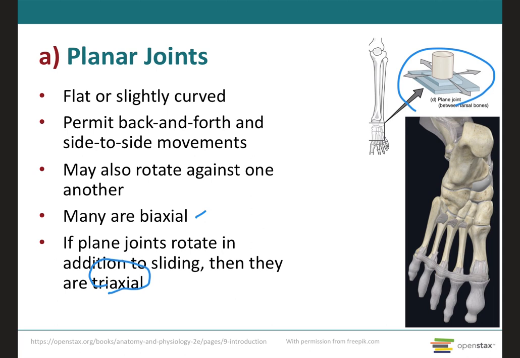Some examples of plane joints are going to be the intercarpal joints, which are the joints between the carpal bones at the wrist, the intertarsal joints, which are the joints between the tarsal bones at the ankle, as we can see here on this image. We also have the sternoclavicular joint, which is the joint between the manubrium of the sternum and the clavicle, and the acromioclavicular joint, which is the joint between the acromion of the scapula and the clavicle. And these are just some of the main examples.